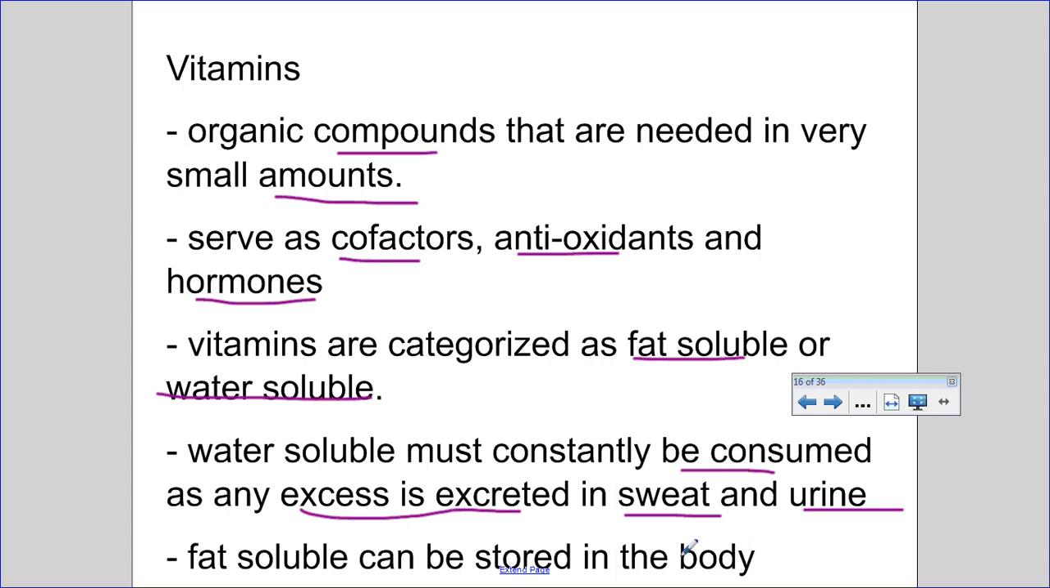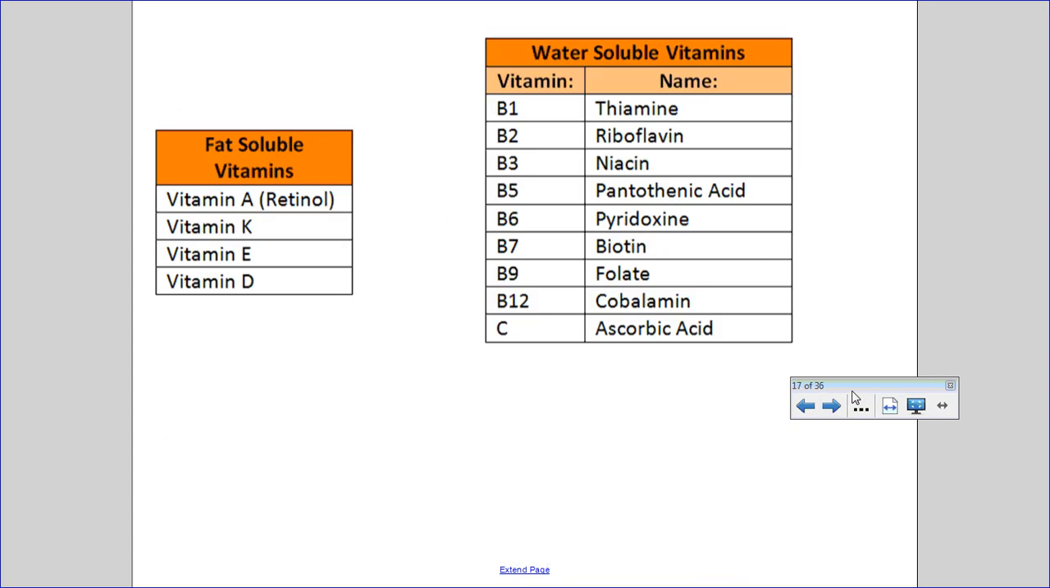Fat-soluble vitamins can be stored in the body, and excess quantities can be dangerous. For example, vitamin E is a fat-soluble vitamin, and so must be taken in low quantities. Excessive amounts can be dangerous. So here is a list of examples of water-soluble vitamins and fat-soluble vitamins. You do not need to know these examples.